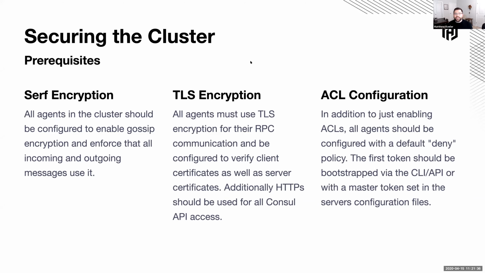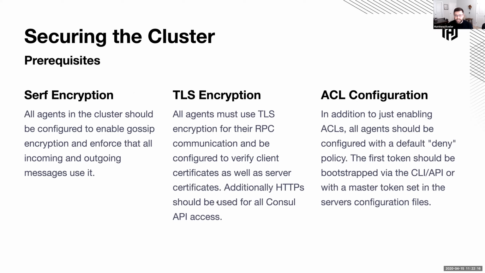Before we can get into the bulk of this, there are prerequisites that you must do before you can actually have a secure system and start using tokens. The first is to enable serf encryption, or gossip encryption, so that unauthorized agents cannot just join your cluster out of the blue. Second, enable TLS encryption. This includes both RPCs, communications between Consul clients and Consul servers, as well as TLS for the HTTPS server.